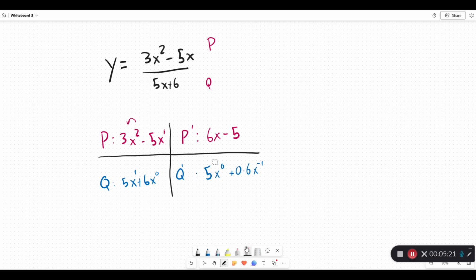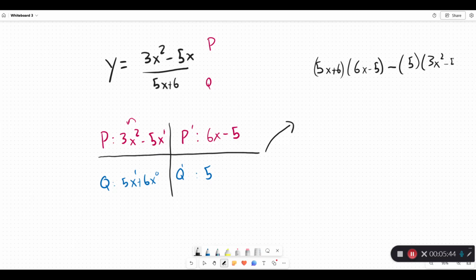But, as again, x to the 0 is 1, and anything times 0 equals 0. So there are our pieces. Let's put them together. So reminder, it's q times p prime minus q prime times p all over q squared.